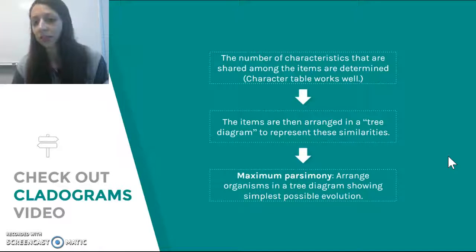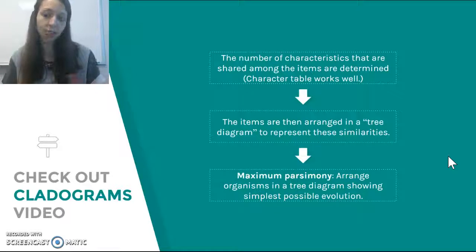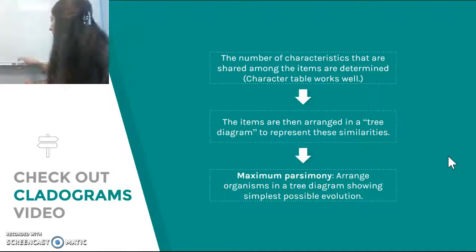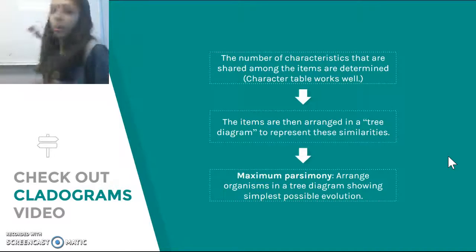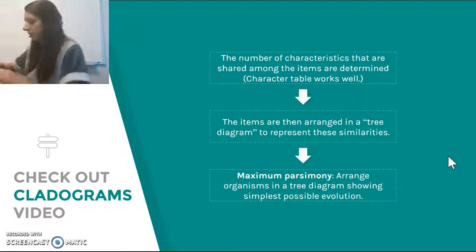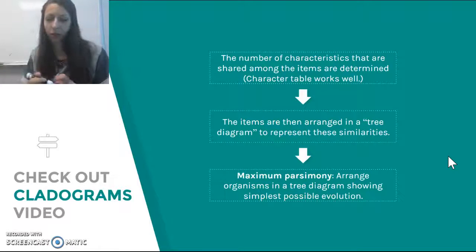So the number of characteristics that are shared among the different items you're working with are going to be determined first. And to do this, using a character table works well, and I'll show you what one of those looks like later. And then you arrange the items in a tree diagram to represent these similarities. So I have my whiteboard back here, but you will start with a common ancestor up here and then go all the way up. That marker is terrible. To your terminal taxa or group here, and you can have branching here and traits here, and we'll talk about what those are a little bit later.